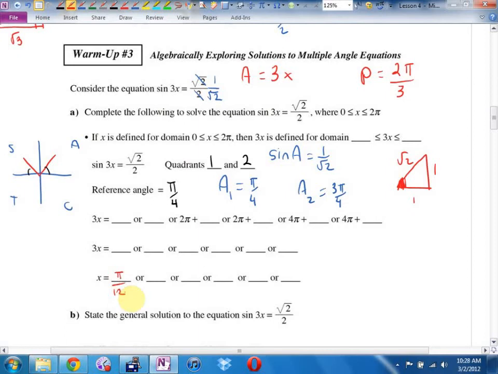What's the second X value? Take my second one and stick an extra 3 in the bottom there. 3 pi over 12, which I know is pi over 4, but let's keep a common denominator to keep our life easier.